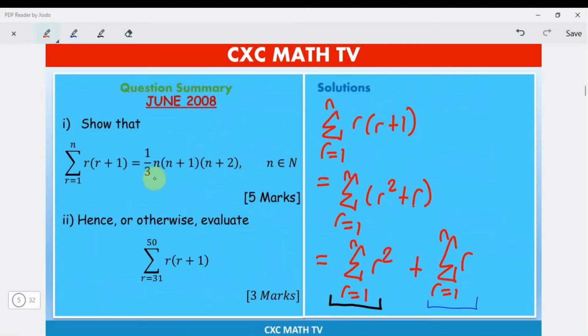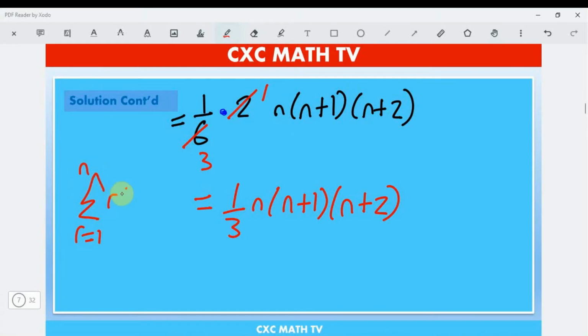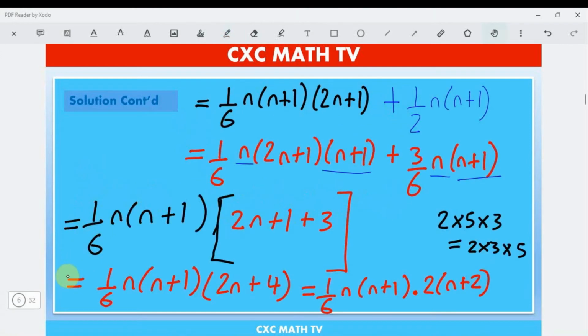So therefore we can conclude that the sum from r equal 1 to n of r times r plus 1 is indeed this formula. So prove it. Alright? So we can tell them the sum from r equal 1 to n of r times r plus 1 is indeed this formula. Nice. So now we need to do the second part.